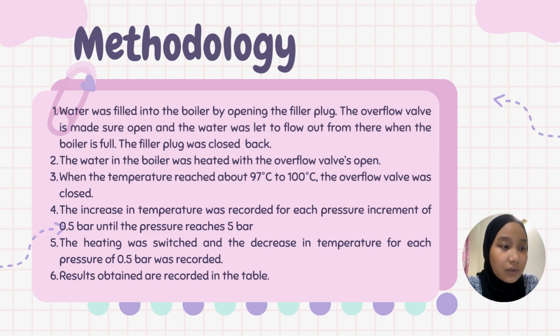The water in the boiler was heated with the overflow valve open. And the third step is when the temperature reached about 97 to 100 degrees, the overflow valve was closed. The increase in temperature was recorded for each pressure increment of 0.5 bar until the pressure reached 5 bar. Basically, we read the pressure from the manometer at 0.5 bar, and then we take the temperature. After that, at 1 bar we take the temperature, 1.5 bar we take the temperature, until 5 bars.